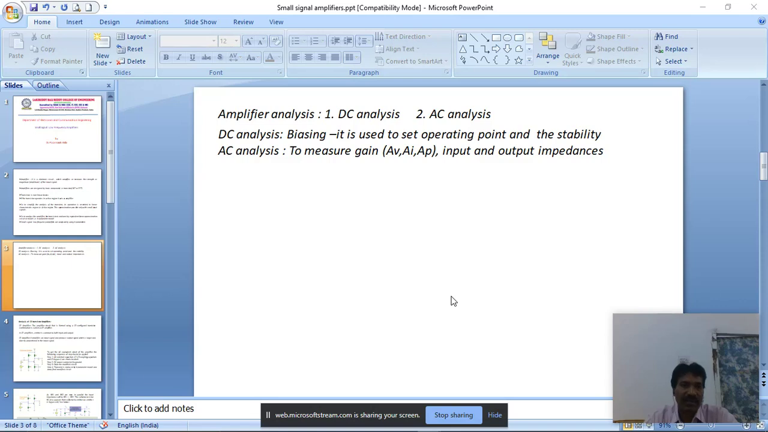Amplifier analysis. Amplifiers are analyzed in two ways: DC analysis and AC analysis. DC analysis is used for biasing, and AC analysis is used to measure gain and input and output impedances.